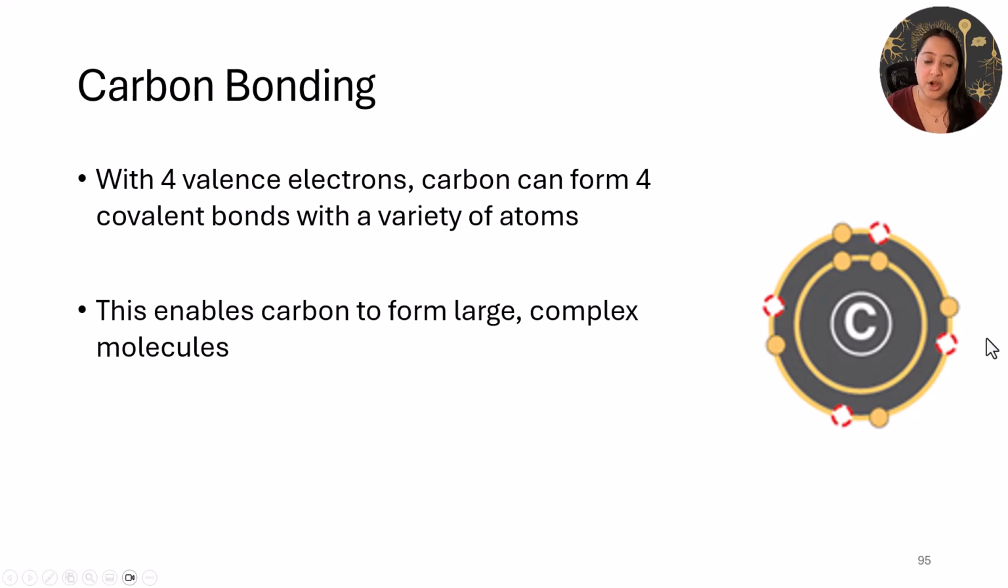So this enables carbon to form large, complex molecules. It's like if there was the basic Lego, because that Lego can join with so many other different things. That's why it's like the basic all-purpose Lego, right? Specialized pieces that can only fit with one other thing aren't going to be as versatile as carbon.